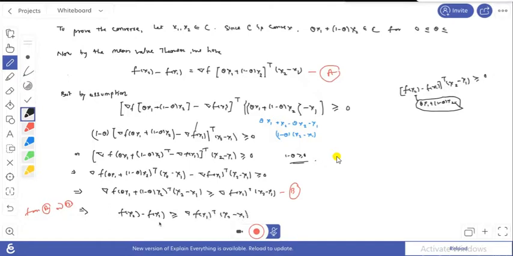Okay, and you know that this condition holds when f is convex. So this means if this condition holds, then you have proved that your function f is convex.